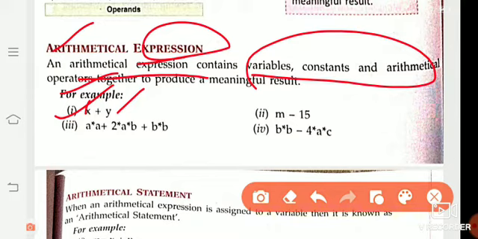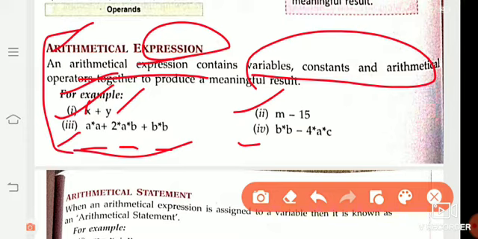One or more variables combined with an operator is called an arithmetical expression, like a into a, 2 into a plus b into b. This is also an arithmetical expression. m minus 15 is an arithmetical expression, and b into b minus 4 into a into c. So you know what an arithmetical expression is: it contains variables, constants and arithmetical operators together to produce a meaningful result. That means variables, constants and operators combined give a meaningful result, that is called an arithmetical expression.